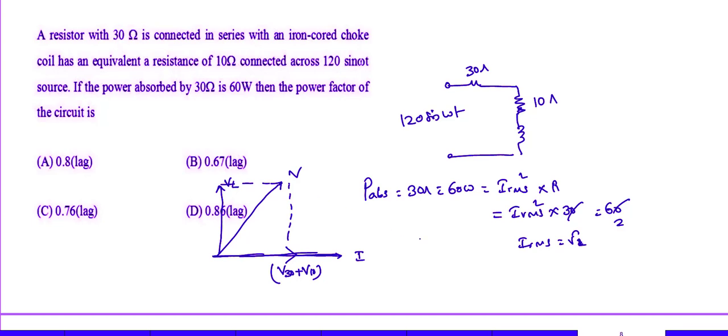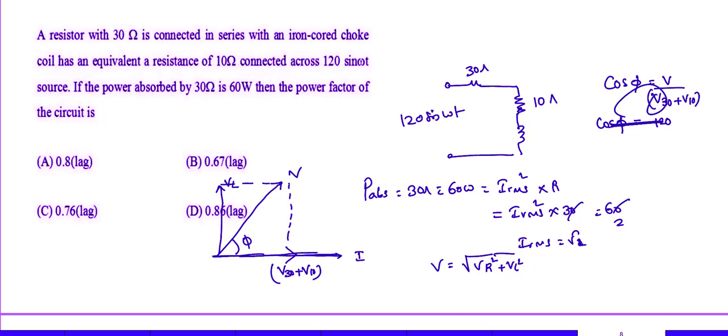So the resultant voltage V equals root of VR square plus VL square. Phi is the angle between the voltage and current. So what is the power factor? Power factor equals cos phi, equal to the voltage across resistances 30 plus 10 divided by V. What is the supply voltage? RMS voltage is 120 by root 2. Sorry, I have taken it in reverse.